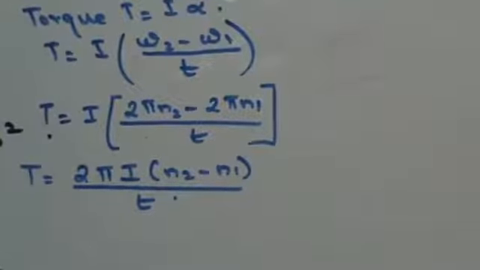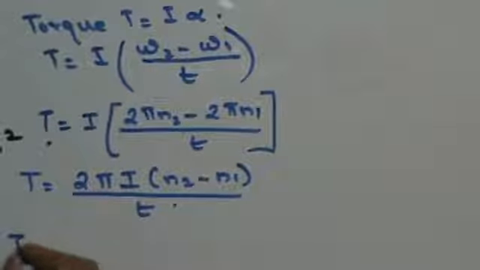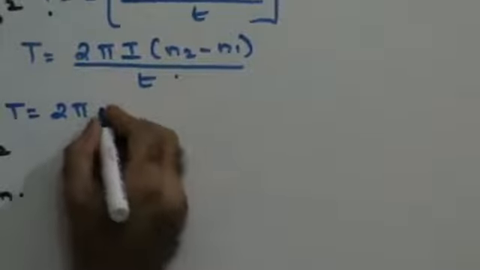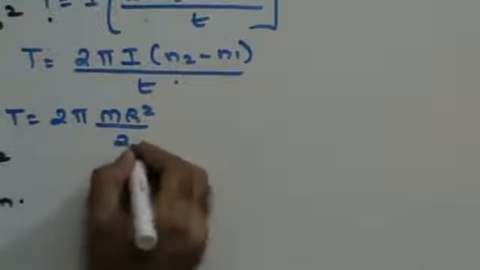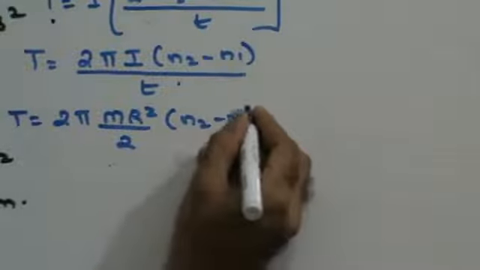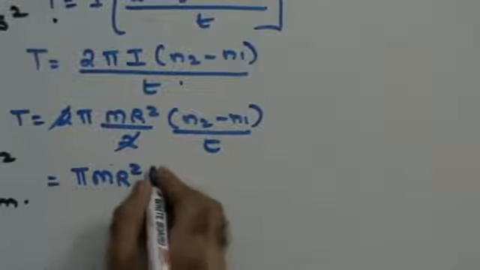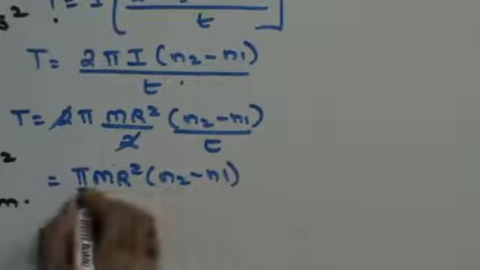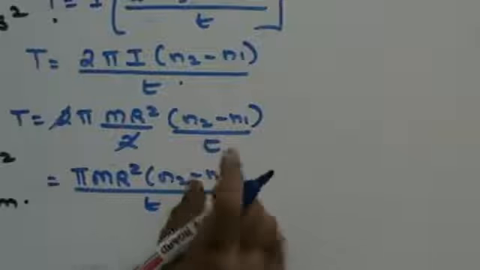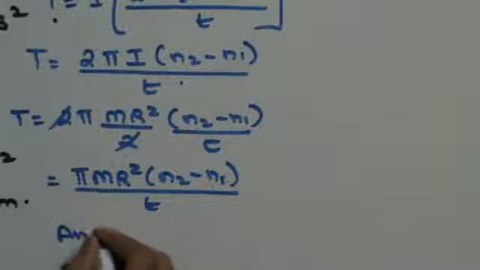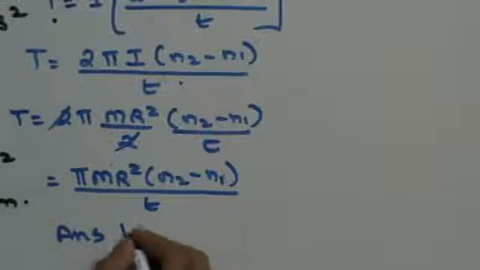Now I can be written as mr square by 2. So torque will be equal to 2 pi mr square by 2 into n2 minus n1 upon t. 2 and 2 get cancelled. So this is nothing but pi mr square into n2 minus n1 upon t. That will be the torque, right? You should get this answer as 1.32 Newton meter.